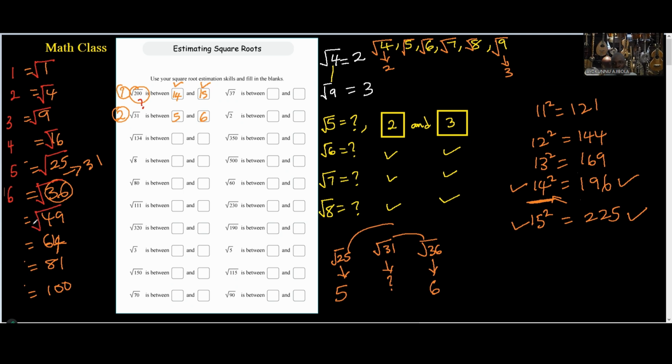Square root of 49 is 7. Square root of 64 is 8. Square root of 81 is 9. And square root of 100 is 10. Do you understand that?